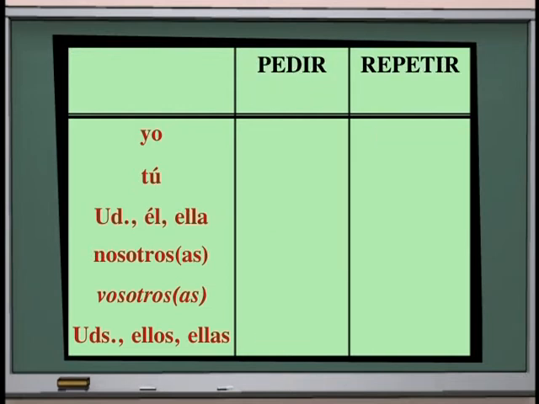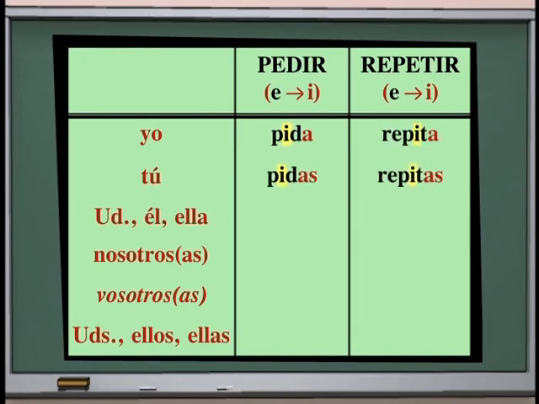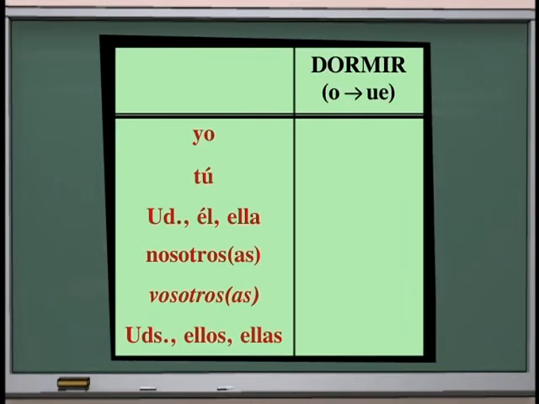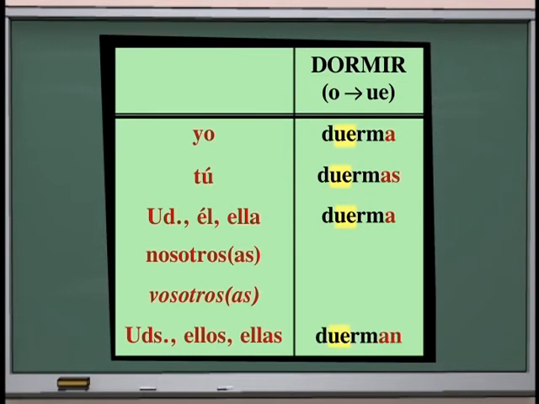But verbs like pedir and repetir have a stem change in all forms of the present subjunctive. Pida, repita. Pidas, repitas. Pida, repita. Pidamos, repitamos. Pidáis, repitáis. Pidan, repitan. And pay special attention to the forms of the verb dormir. Duerma, duermas. Duerma, duerman. But, durmamos and durmáis.